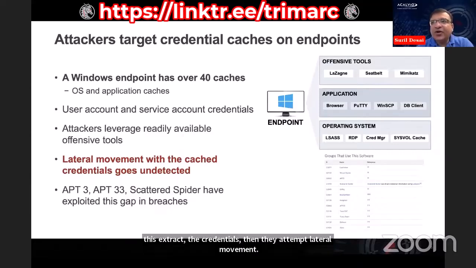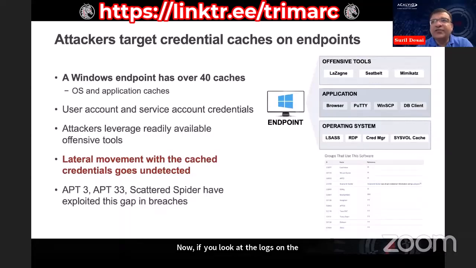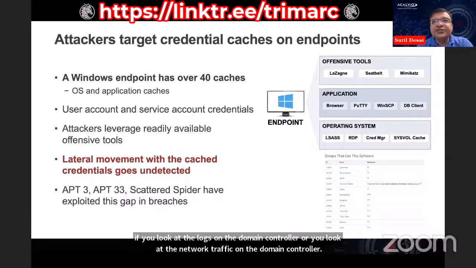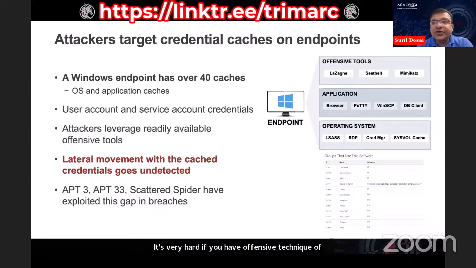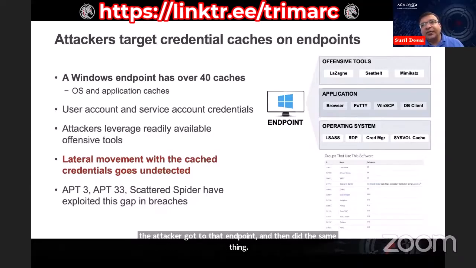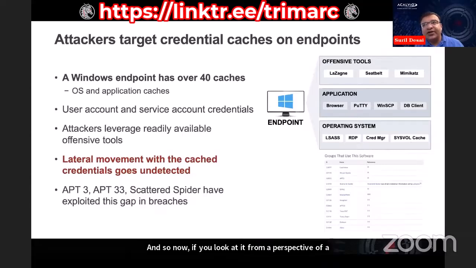Now, if you look at the logs on the domain controller, or you look at the network traffic on the domain controller, it's very hard. If you have an offensive technique of this nature, it's very hard to know whether this is good or bad, because on that endpoint, some admin did something in the first place that resulted in the cache being created. So at that time, a request had gone to the domain controller, which was a legitimate request. Now the attacker got to that endpoint and then did the same thing. So if you look at it from the perspective of a domain controller event or network traffic at the domain controller, both of these look similar. So it's hard to say whether this is a malicious action.